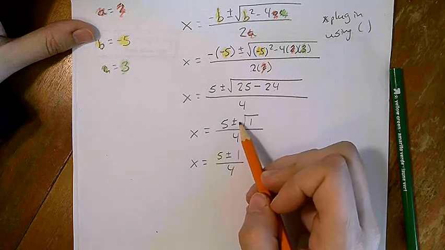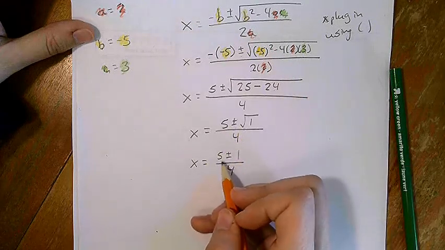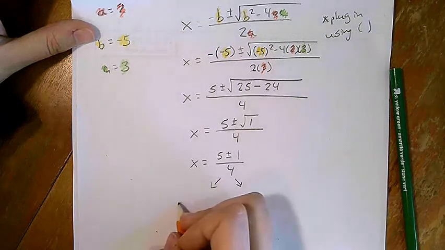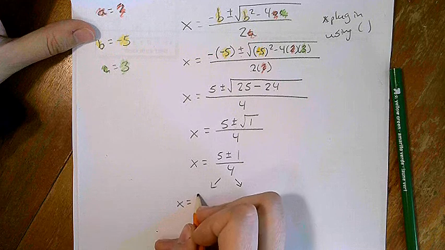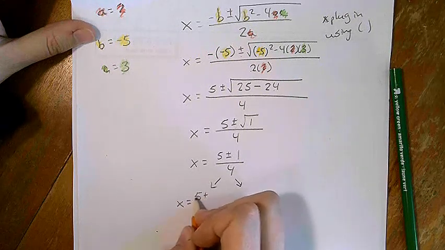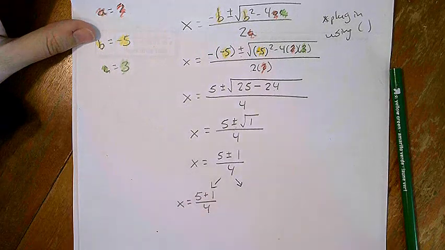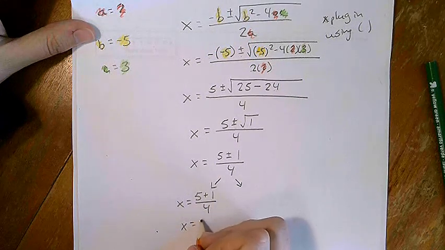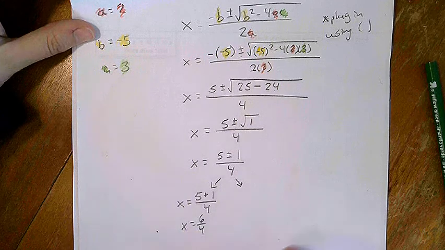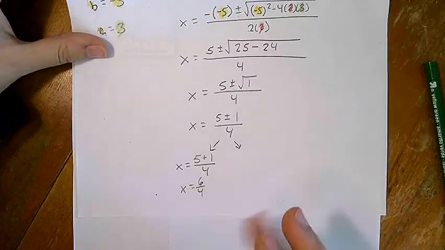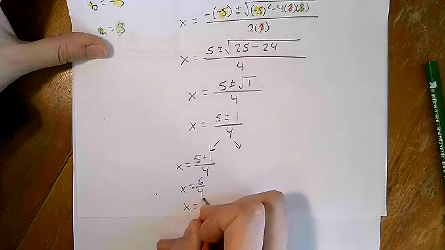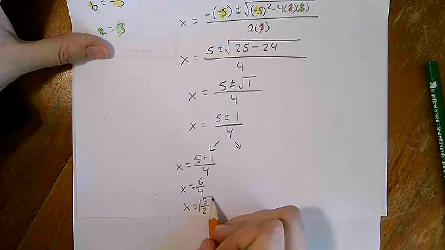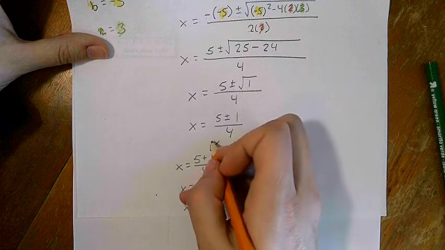It always has two answers. So that's why I have this plus or minus here. So now let's take the two different versions. What if x is 5 plus 1 over 4? Well, then we'd have 5 plus 1 is 6. So we'd have x equals 6/4. Hey, wait a second. I can reduce that fraction down. So this is really x equals 3/2 or 1.5. I personally prefer the fraction. That was the what if it's the add.